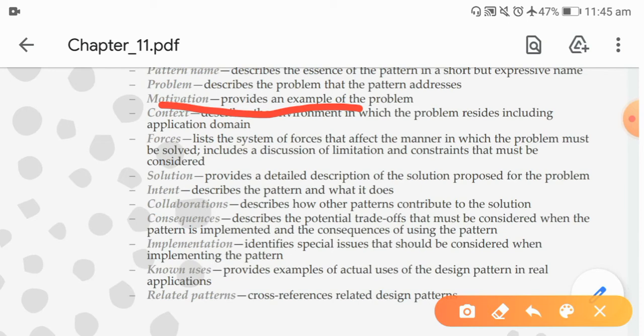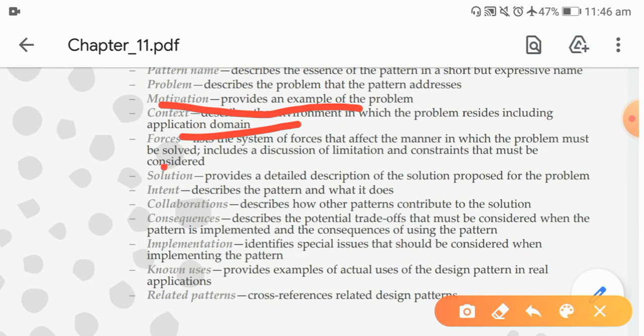Next one is the context. We will see what the context is then. It describes the environment in which the problem resides, including the application domain. So your problem is that you are going to withdraw, or you are going to deposit in your account, including the application domain. So what is the application domain? That is, you need to be a user of that particular bank, or you should have your Visa card, or you should have your net banking. So all these are the context.